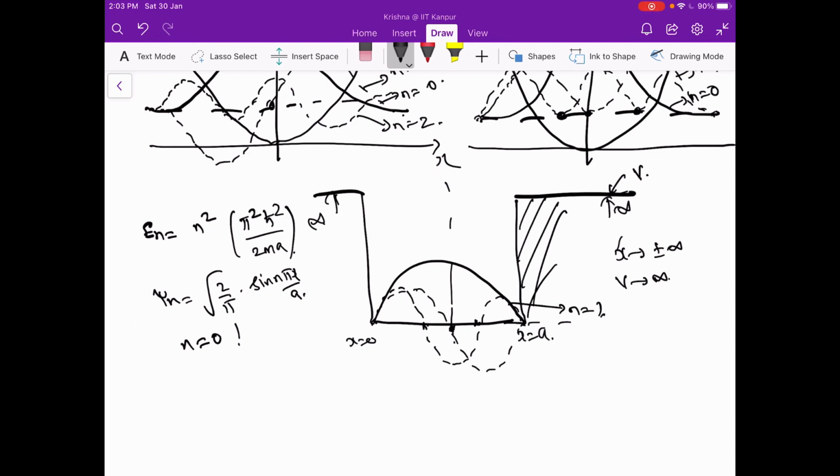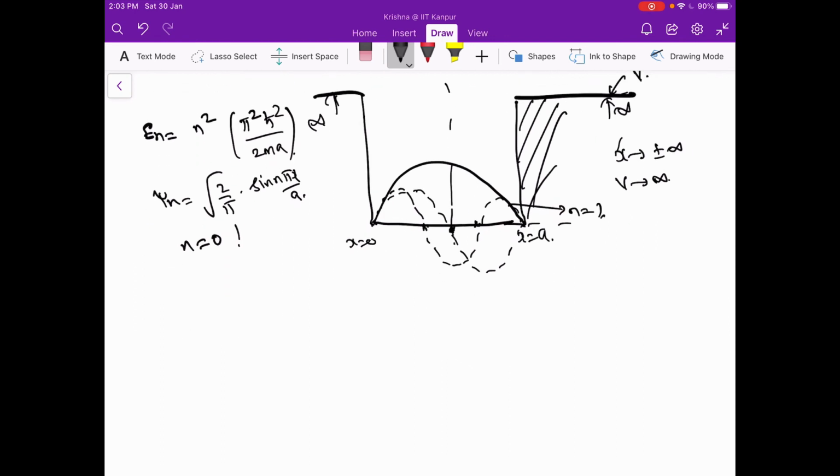Here the energy for the square well potential goes as square of n, whereas for a harmonic oscillator you will have something like this. I think I made a mistake here, right?